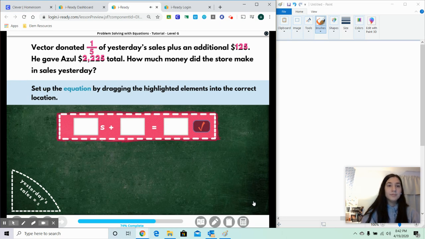Set up the equation by dragging the highlighted elements into the correct location. Okay, first things first, we're going to take the total and put it on this side of the equal sign. Next, we know that he donated 1/5 of yesterday's sales. Of is the keyword that we're multiplying, so we're taking 1/5 of the sales. The sales are being represented by S, so it's going to be 1/5 times S, and an additional $125. So that's our one-time add-on, and there's our equation.